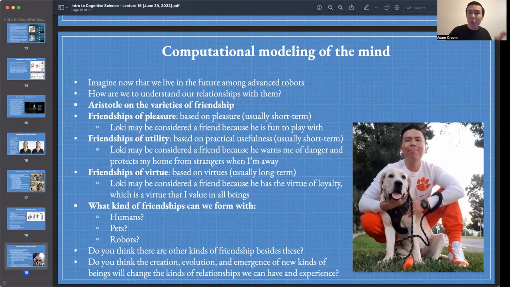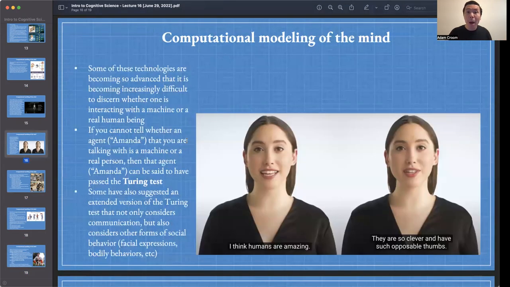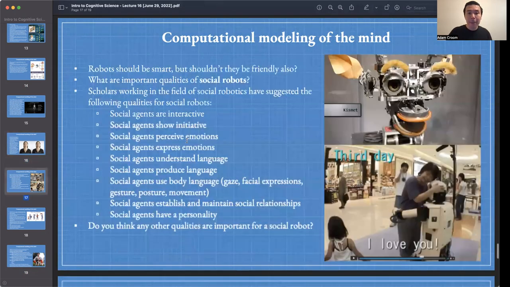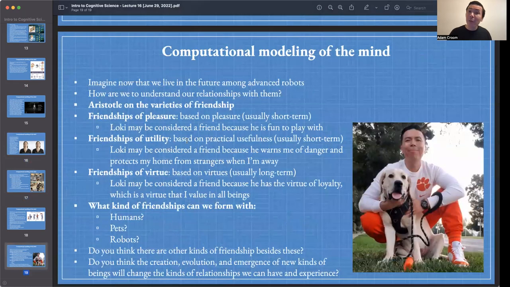If our artificially intelligent agents, for example, can remind us about events that are coming up or deadlines, can we have friendships of utility with them? And the last level is, would it be possible to form a friendship of virtue with an artificially intelligent agent? In the literature, some philosophers have argued yes, and some have argued no. It's a very contentious debate, but I think it's a very interesting one.